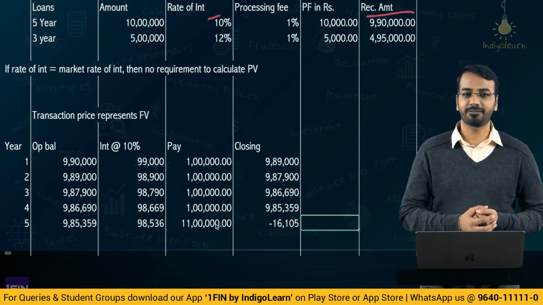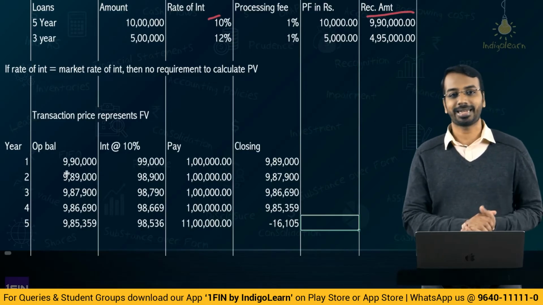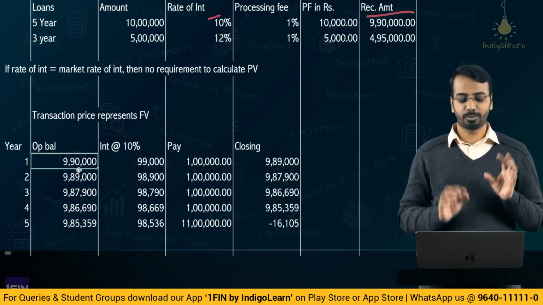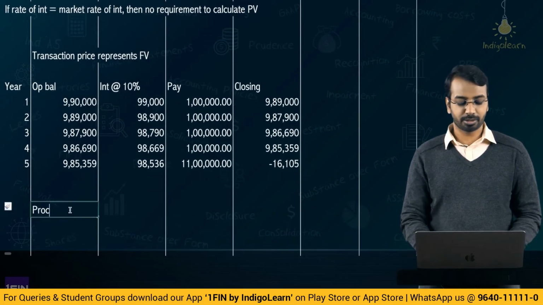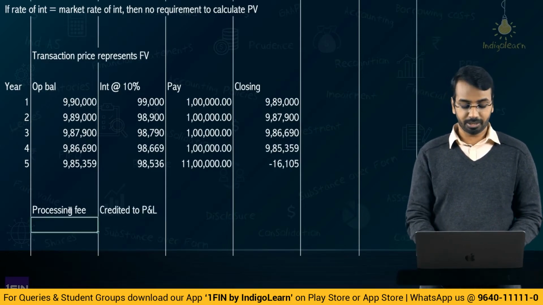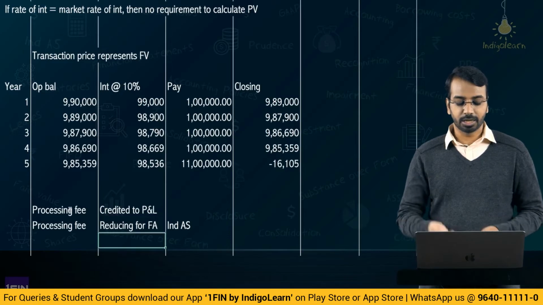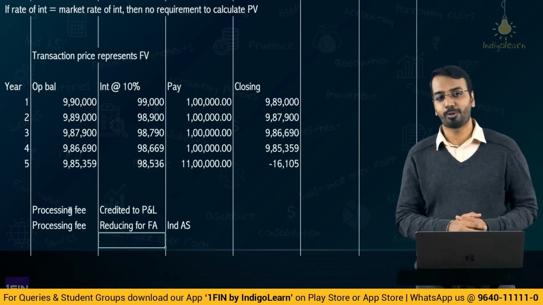Why is this amount coming as negative? Because the value of the loan that was given is 10 lakhs, but we have recorded only at 9 lakh 90,000, and we have adjusted the processing fee against the loan amount. Normally, if Ind AS was not applicable, if there is a processing fee, you would have credited it to P&L. But here, under Ind AS, you are reducing the processing fee from your financial asset. You have reduced the value of the financial asset by this processing fee, and you are recording the value at a net amount of 9 lakh 90,000.